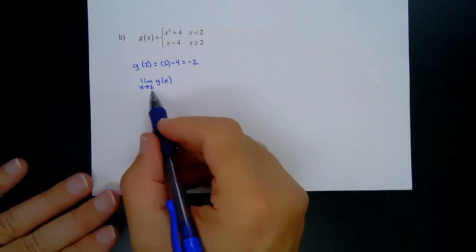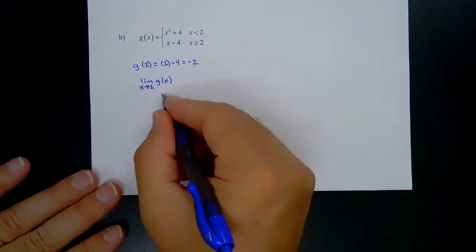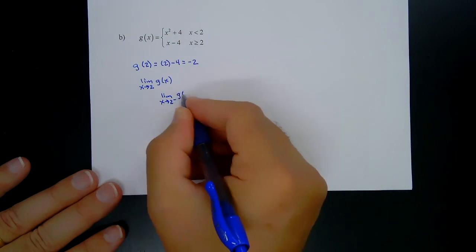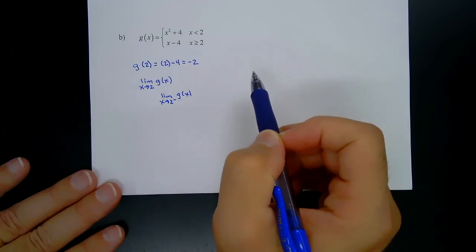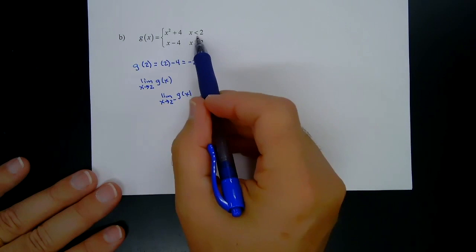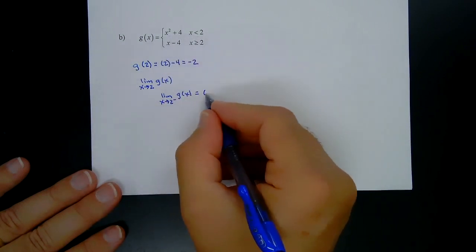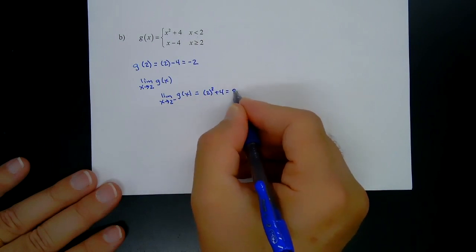Okay, so the limit as x approaches 2 of g of x. To do this one, we have to look at the limit as x approaches 2 from the left of g of x. If we approach 2 from the left, that'd be x's that are less than 2, so that'd be this one. Because this is 2, we can just do a direct substitution. So this would be 2 squared plus 4, and that would give you 8.